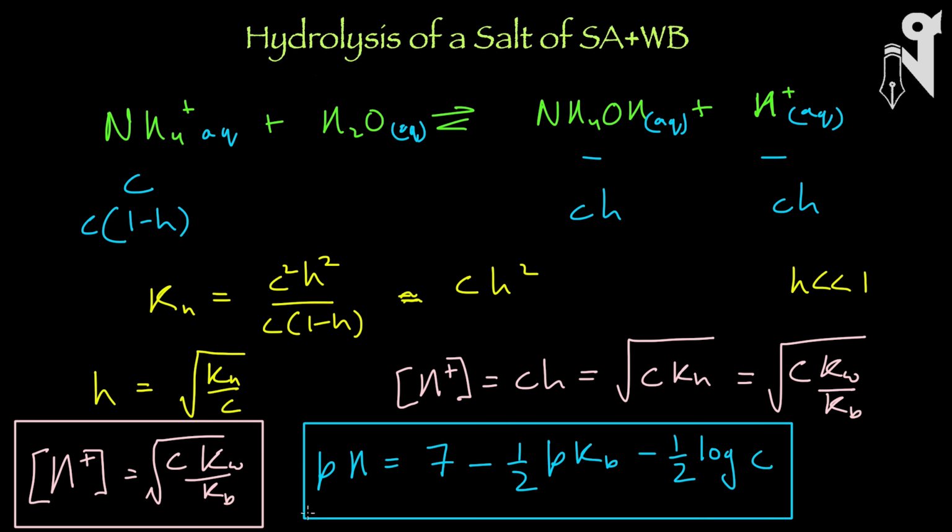So what do you see? You see the answer in the same format as earlier. The previous answer was pOH equal to 7 minus half pKa minus half log C. So I'm asking you to remember in this format because you don't have to remember unique formulae. It will be the same: 7 minus half pKa minus half log C in case of pOH, and in case of pH, 7 minus half pKb minus half log C.